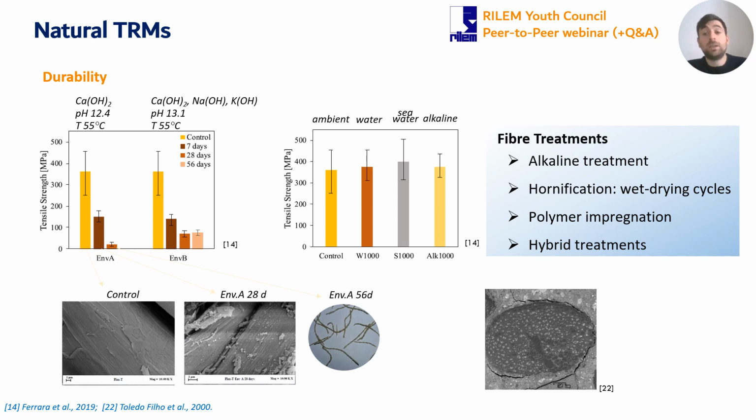However, it is not easy to define the right protocol to use to simulate this degradation phenomenon. For instance, if you look at this chart, we can find the response in terms of tensile strength of two different protocols. Both of them were simulating an alkaline environment on flax fibers, and were accelerated degradation protocols at 55 degrees. In both cases, almost the entire mechanical strength was lost after 28 days.